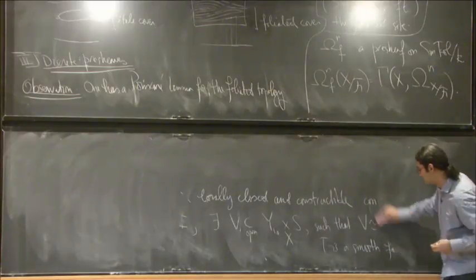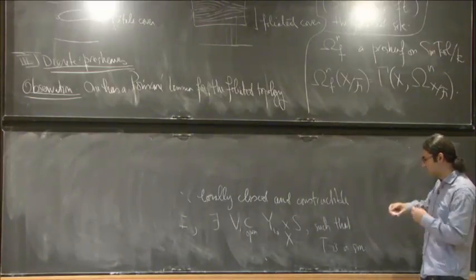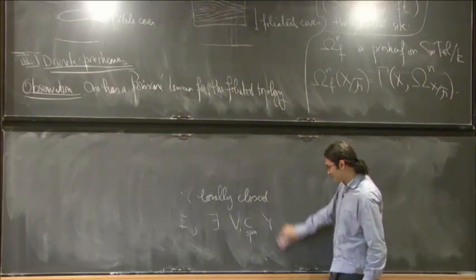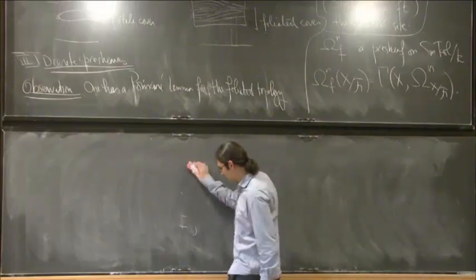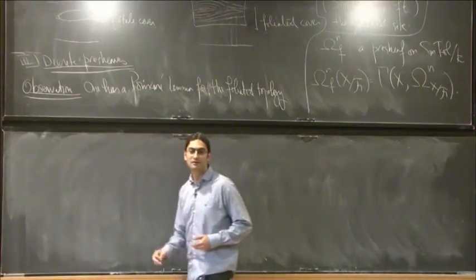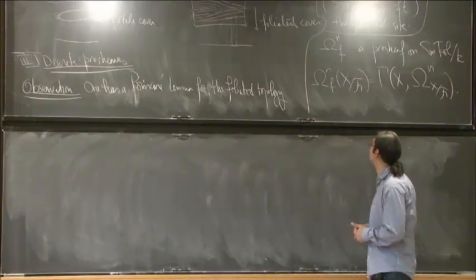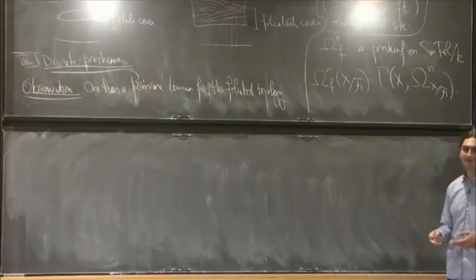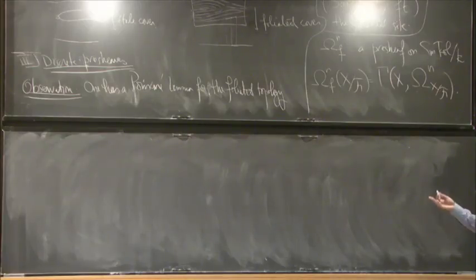It's a pre-sheaf. It's very difficult to show the subject as a sheaf in this topology. You can sheafify everything you have. You can make it a sheaf.